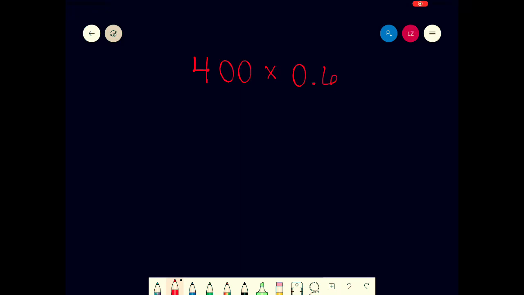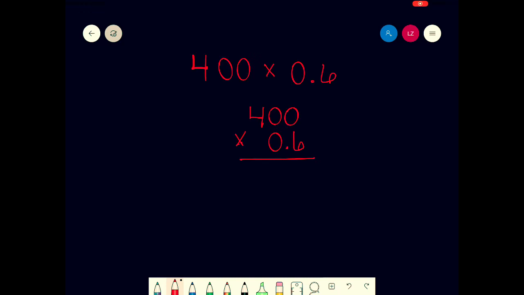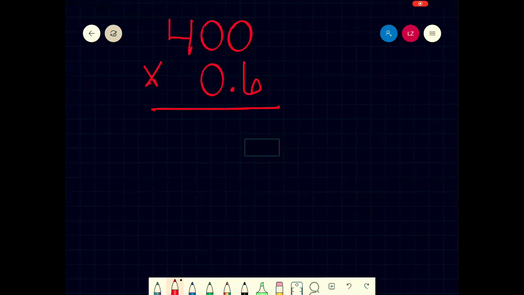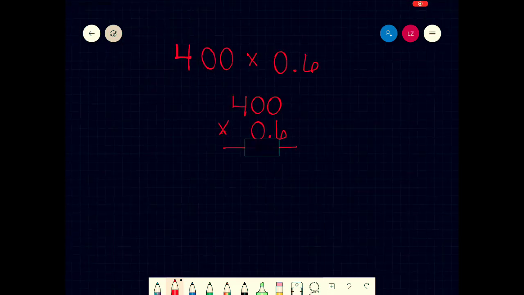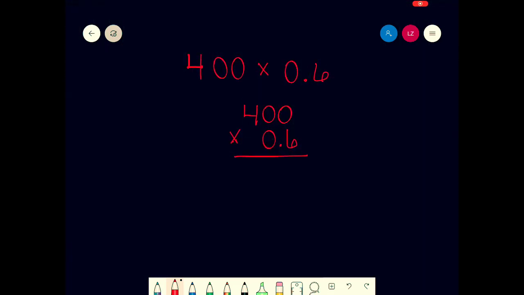All right, let's work out this problem. So you're going to multiply this problem. I'm going to stack it up on top of each other. Remember, when you multiply, you do not need to stack decimals on top of each other. You can just go ahead and do this without stacking decimals. Stacking decimals is only for addition and subtraction.